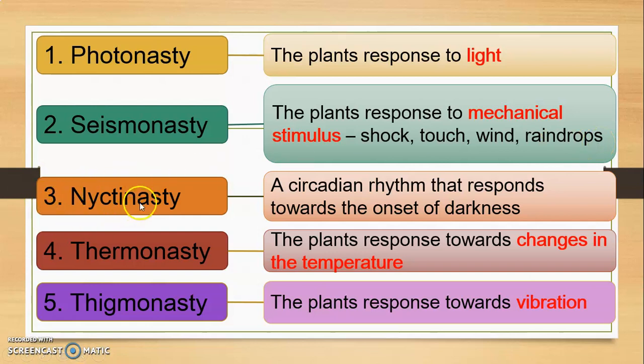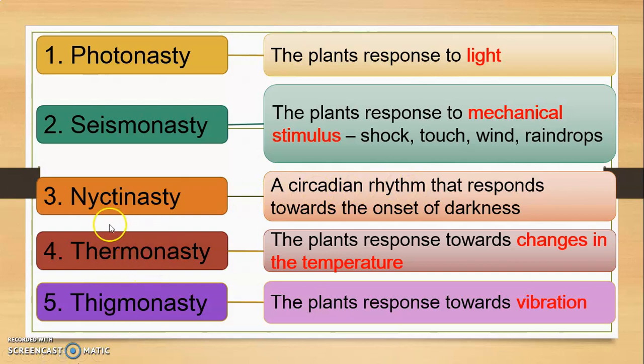And then Nyctinasty, a circadian rhythm that responds towards the onset of the darkness. Usually in the evening, the sunlight begins to disappear, sets, and then it becomes dark. When darkness happens, what happens to the plant? The plant sometimes will fold the leaf. Alright, that is Nyctinasty.